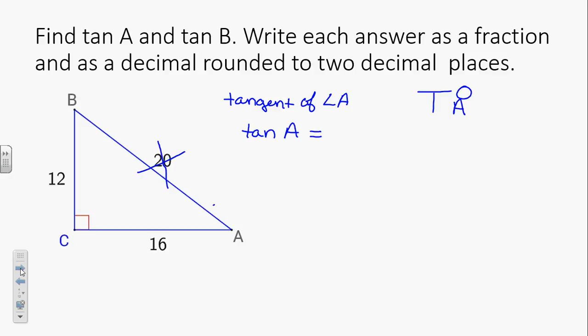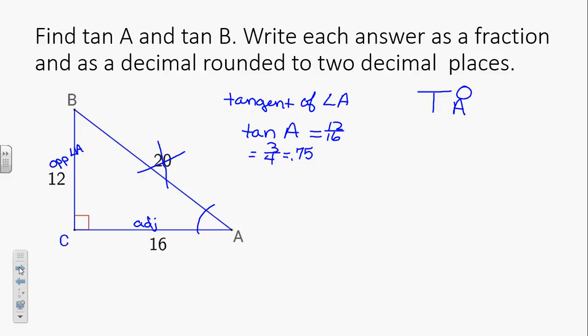Angle A is here. It is the lower acute angle, and the opposite side of A is BC, which has a length of 12. The adjacent to angle A is AC, which has a length of 16. So the tangent of angle A will be equal to 12 divided by 16, which is the same thing as 3 divided by 4, which is 0.75 as a decimal if we divide it out.